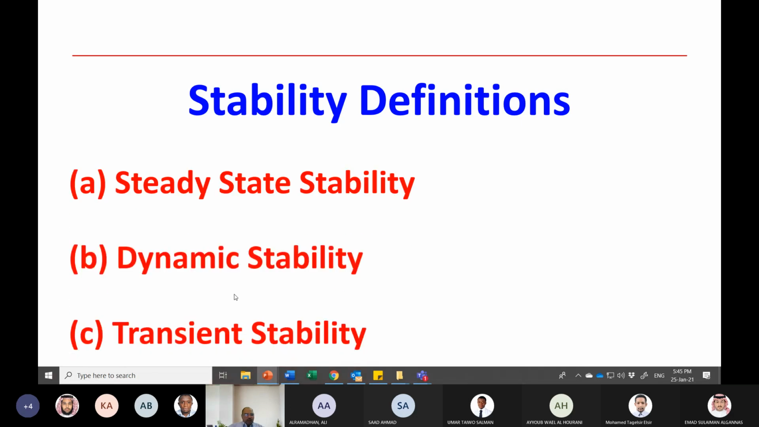So we will see the three types of stability: steady state, dynamic, and transient stability. As we mentioned, this classification is based on the severity of the disturbance, and based on the severity of the disturbance, we will see how to model the system in the case of steady state, dynamic, or transient stability.